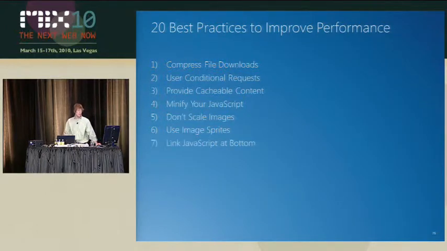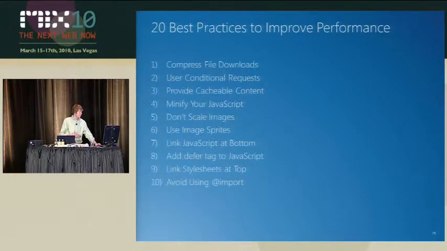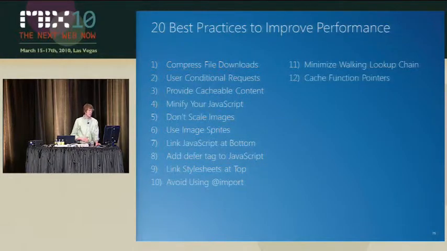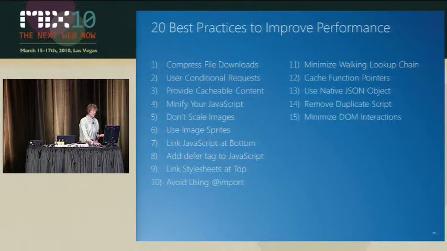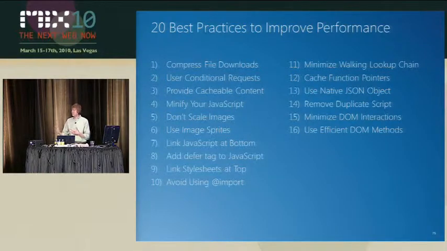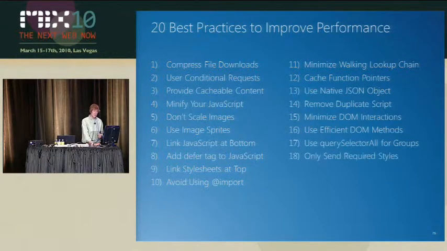Use image sprites. Link JavaScript at the bottom of the page. Add a defer tag to JavaScript when you must link it at the top of the page. Link style sheets at the bottom of your page. Avoid using the add import. Minimize walking up that lookup chain. Cache function pointers. Use the native JSON object or native objects whenever possible over other implementations. Remove duplicate scripts. Minimize your number of DOM interactions. Use the most efficient DOM APIs for any DOM access. Use query selector all for groups of data. Only send required styles. Simplify selectors. And minimize page layouts.